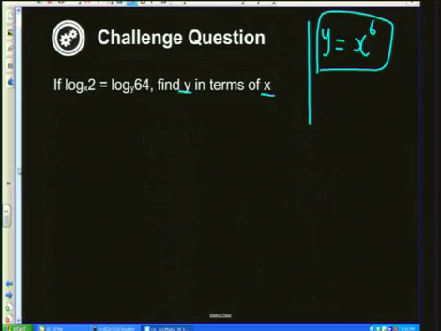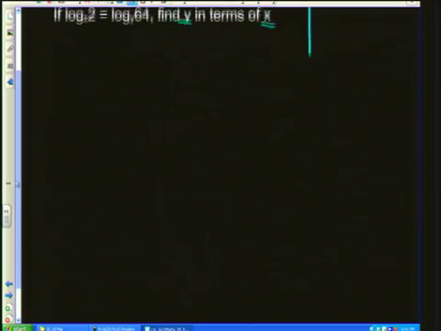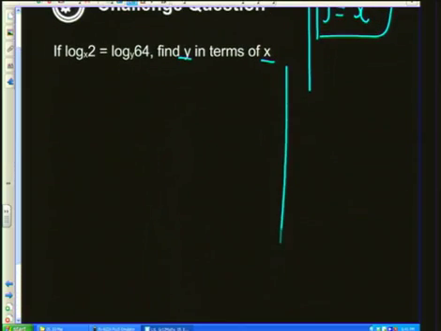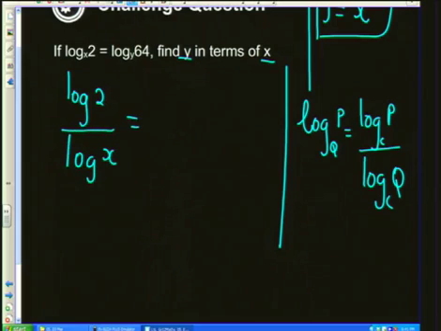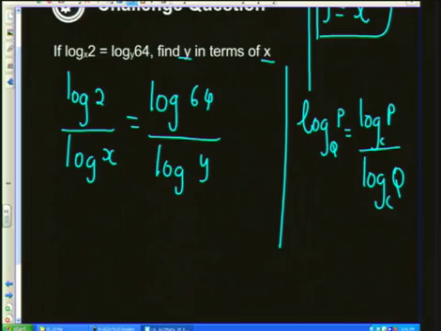Now, one of the ways that you can do this is, remember your laws, if you've got log of p base q, this is the same as log p all divided by log q to any base. You can have c there. So in this case, I've got log of 2 all divided by log of x, and the base in this case is 10. This is log of 64 all divided by log of y, right?